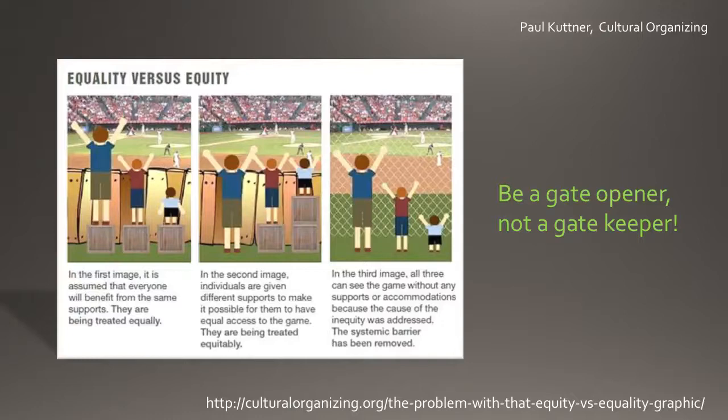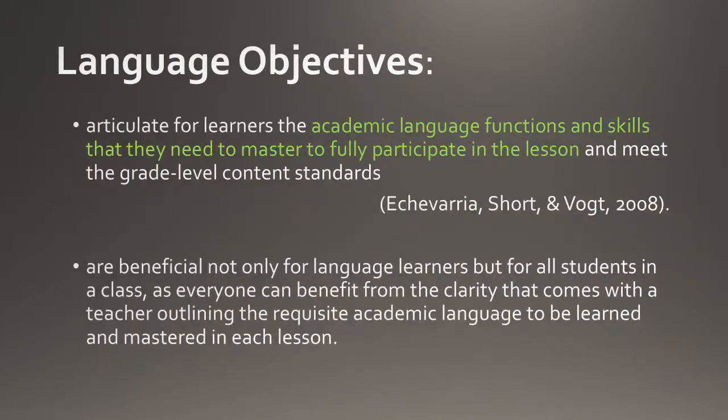What is new is the third image. In this graphic, the systemic barrier was addressed, which removed the source of the inequality. This is how I see language objectives. They are one way to remove the barriers to learning. A teacher at one of my trainings said, "It's like we need to be gate openers, not gatekeepers." I love that. So let's talk about the purpose of a language objective.